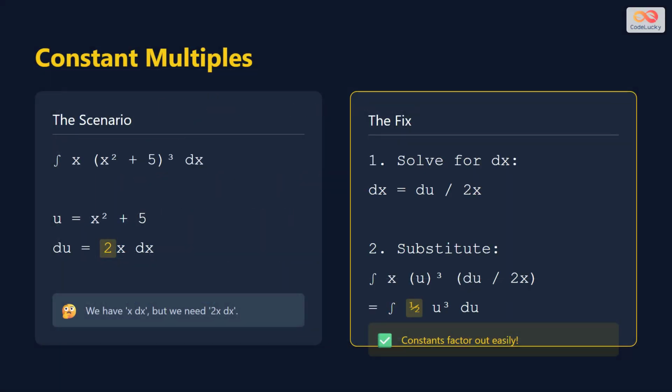Sometimes the derivative you calculate doesn't match the integral exactly. Often, it differs by a constant number. For instance, if you have the integral of x times the quantity x squared plus 5 cubed, if u is x squared plus 5, then du is 2x dx. But our integral only has x dx. We are off by a factor of 2. This is easily fixed. We can divide our du equation by 2 to match what we have. So x dx is replaced by 1/2 du. The constants simply factor out.